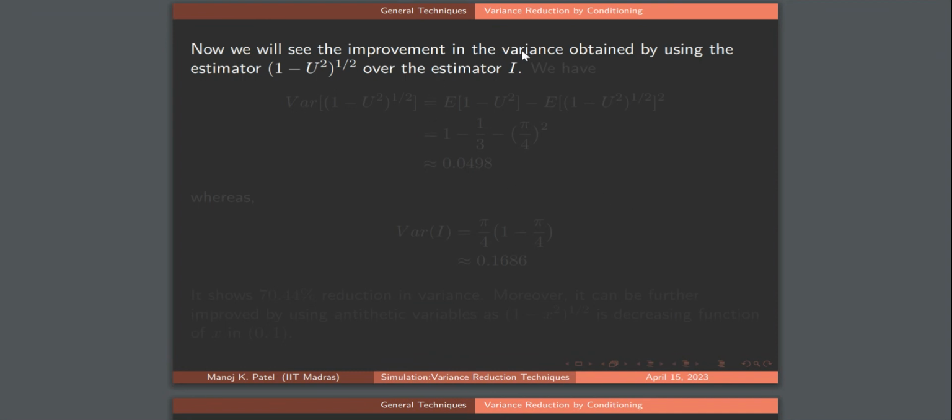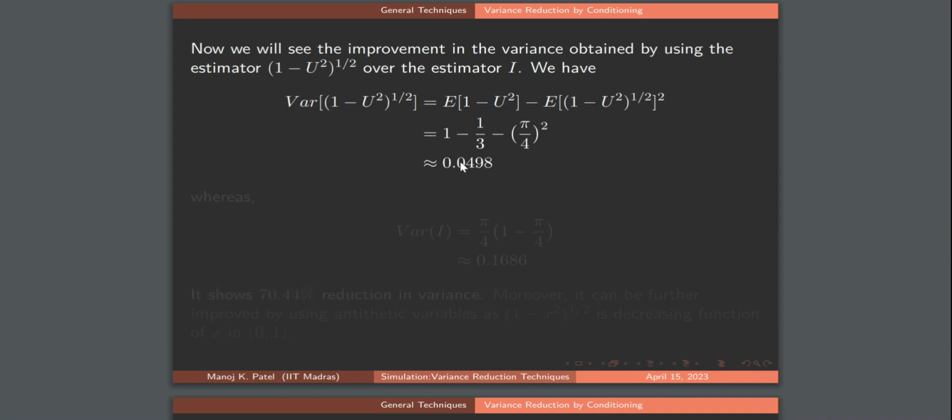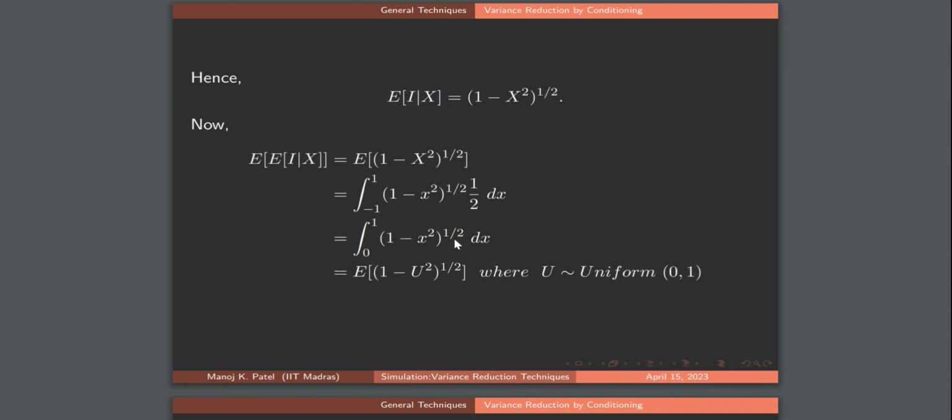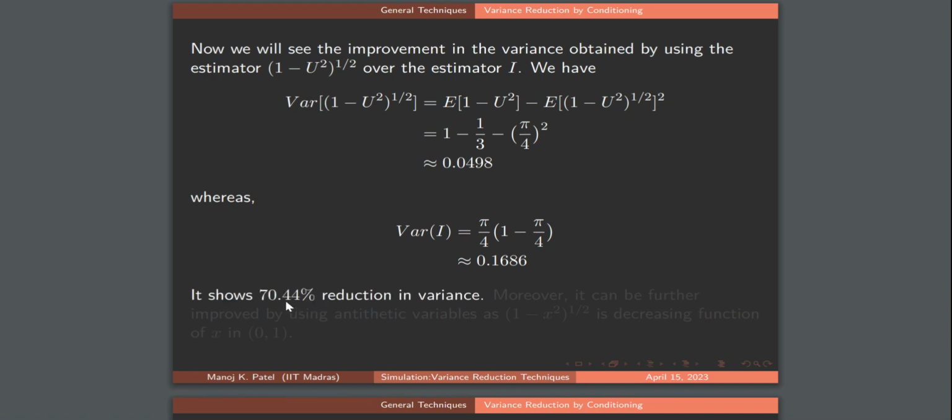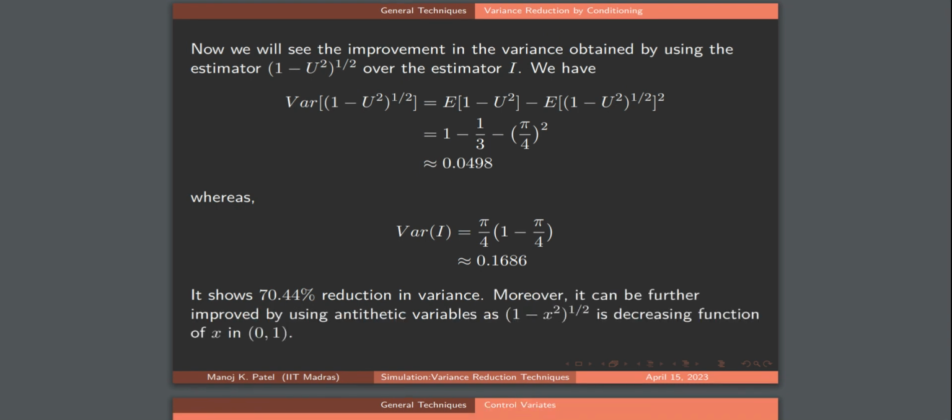Now we'll see the improvement in the variance obtained by using this estimator. The variance of this quantity is 0.0498, whereas the variance of I was initially 0.1686. So instead of using I as the estimator, we use the square root of 1 - u² to estimate pi/4. This shows a reduction of over 70% in variance, but it can be further improved.